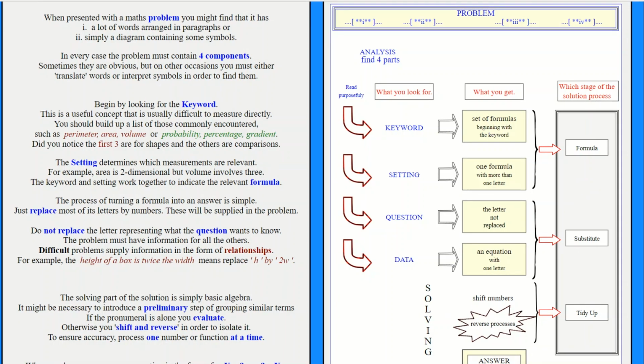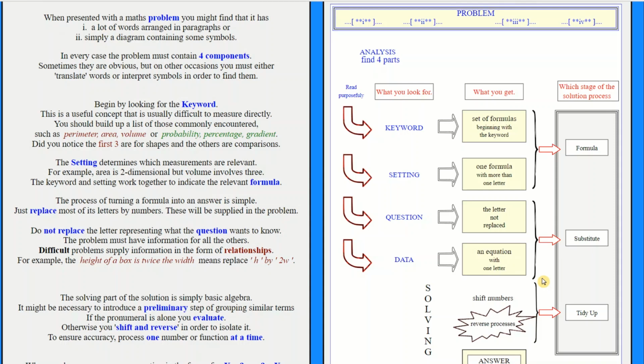The process of turning a formula into an answer or solution is simple. Just replace most of the letters by numbers, and these numbers will be supplied in the problem. So if we have a look at the problem, in there is mention of the data and the unknown. We extract those and apply them in this section of our analysis.